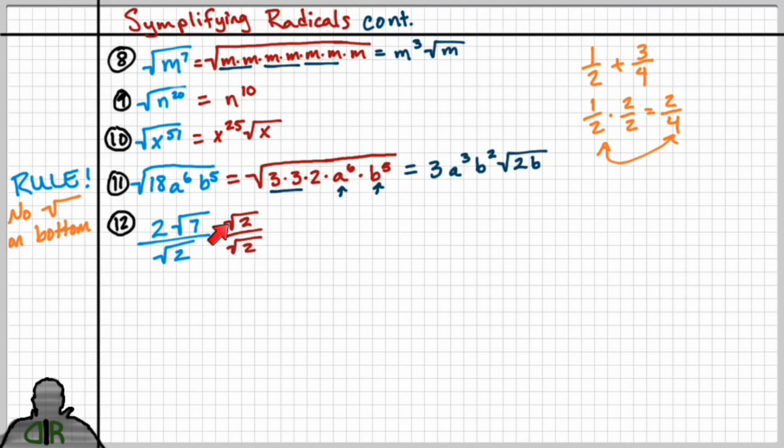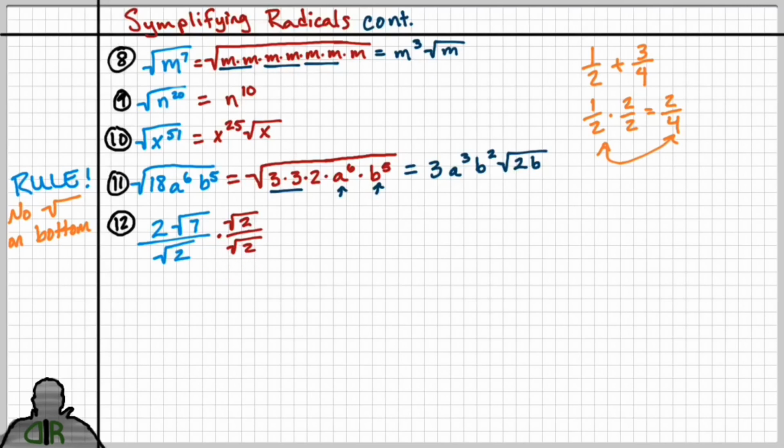So we're going to multiply by this number written as a 1. Well, that's what square root of 2 over square root of 2 is. So what happens when we multiply fractions, how do we do that? We multiply straight across. Please remember that. We multiply straight across. So I'm going to take 2 times the root of 7 times square root of 2. That's going to be on top. And then on the bottom, it's going to be the square root of 2 times the square root of 2.